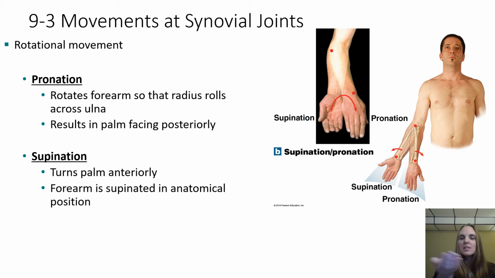Our forearm is normally supinated in anatomical position. Remember, in anatomical position, we're standing with our arms at our sides, palms facing forward. So we're normally in supination during anatomical position. And remember, one way you can think of that is you could hold a cup of soup in your hand when you're supinating. When you're pronating, you're pouring your soup out.